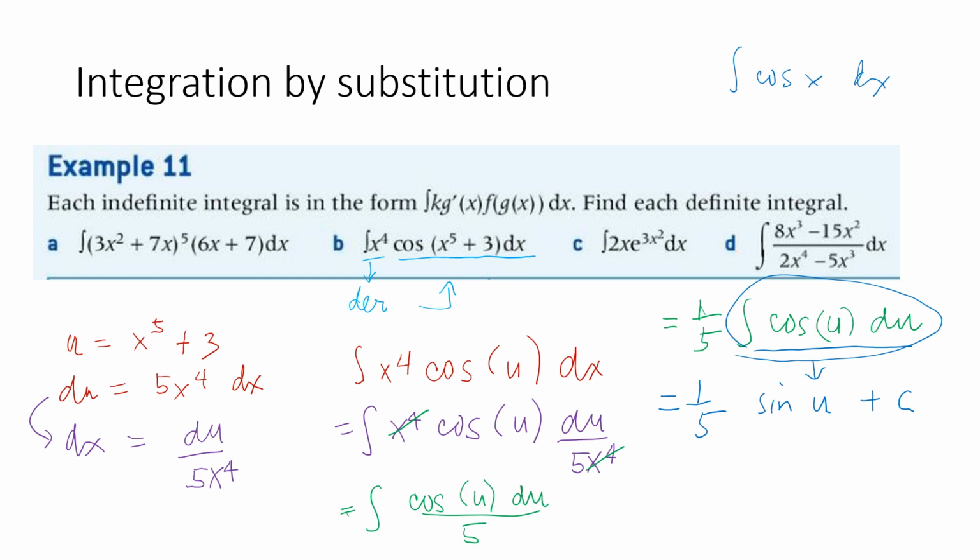But then again, there is no u in the given problem, so we have to return u back to itself. So let's do that. It's going to be 1/5 sine, what is our u? This is our u.